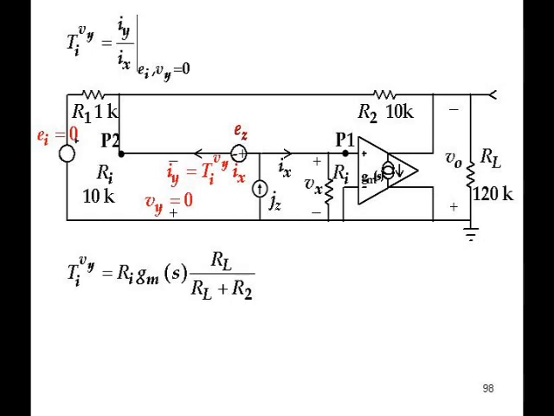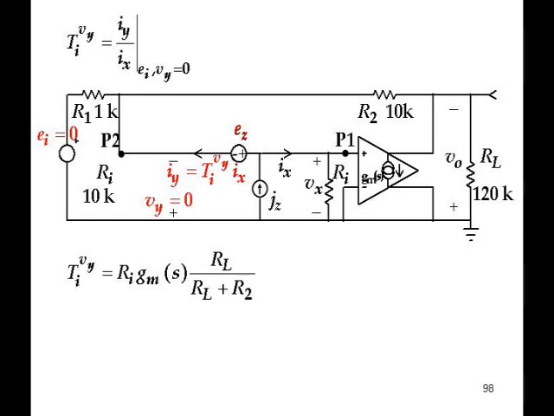What's the current ratio? You start with IX, it goes through RI, so the VX is equal to RI times IX, so RI is out front. Multiply that by the gain of the op amp, that's the GM. That gives you the current going into the output. That's a current divider. Some of the current goes into RL, some of it goes down the R2. The ratio that goes down the R2 is that factor which is shown at the end.